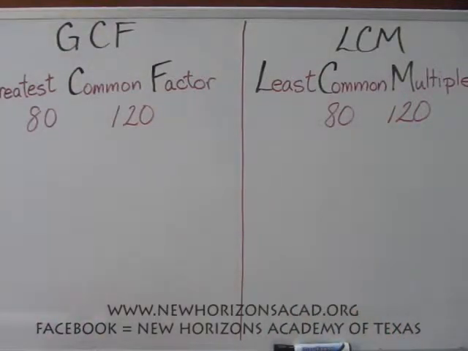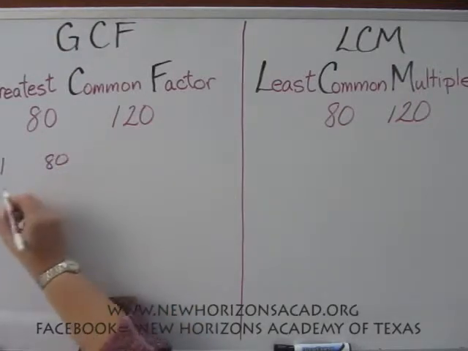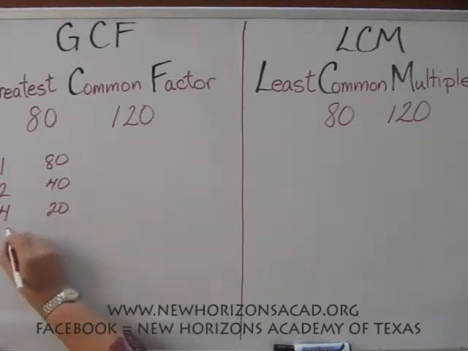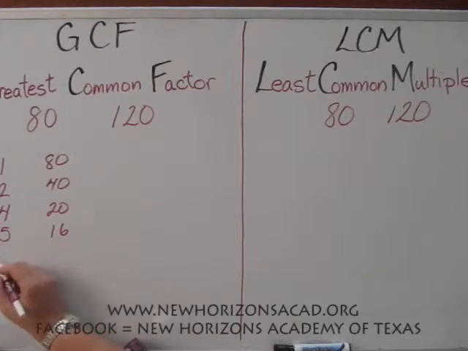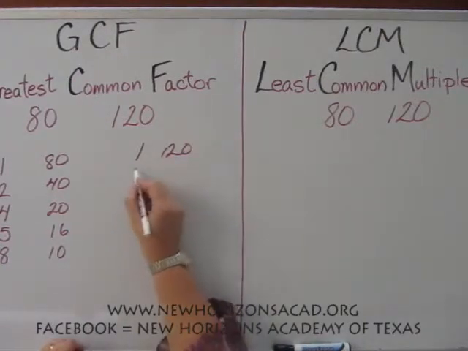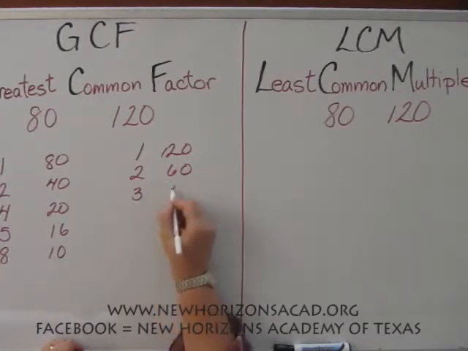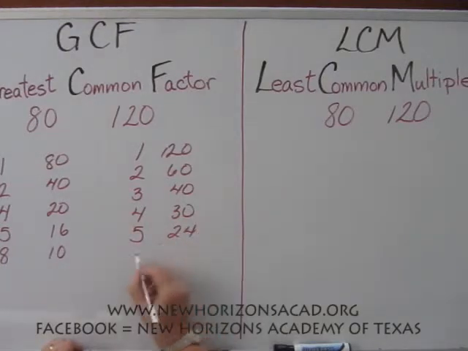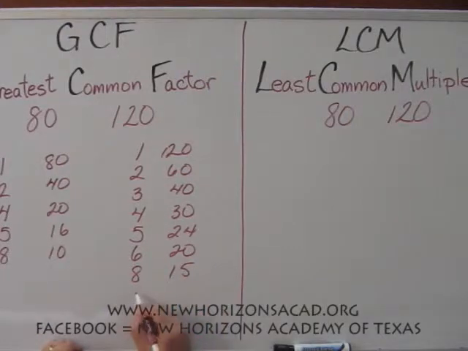All right, so all of the factors of 80 would be 1 times 80, 2 times 40, 4 times 20, 5 times 16, can't do 6, can't do 7, 8 times 10. The factors of 120 are 1 times 120, 2 times 60, 3 times 40, 4 times 30, 5 times 24, 6 times 20, 8 times 15, what else can I do? 9, 10, that's not a 10, 10 times 12.